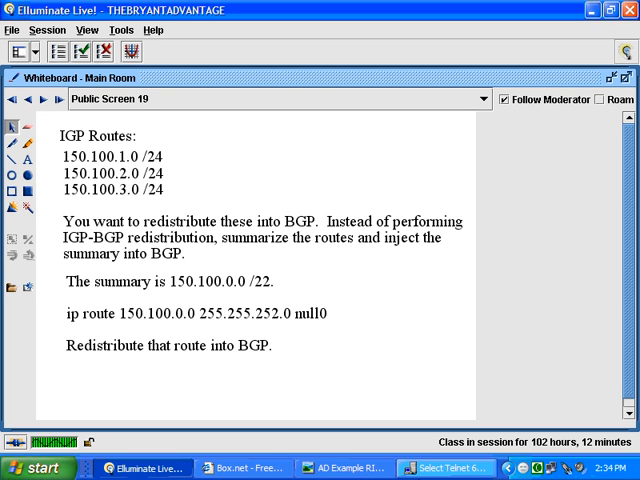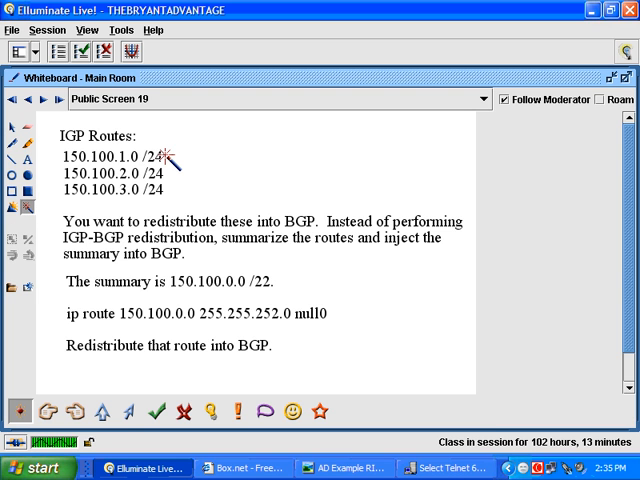Now the summary that I'm sure you were able to come up with is 150.100.0.0/22. And the IP route then that we would write is 150.100.0.0, first 22 bits of the mask set to 1, and then come up with the null 0 interface and then put that into BGP. Now this will not impact your IGP routing at all because the 3 routes that you already had in it have a longer prefix than this. So any packets that are destined for any of these 3 networks are going to follow whatever next hop is next to these more specific routes. They're never going to be sent to null 0.